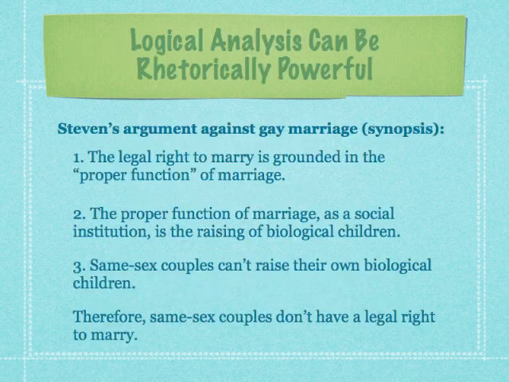My friend Steven tells me that gay couples shouldn't have a legal right to marry. Why? Because in his view, this legal right is grounded on what he calls the proper function of the institution of marriage. Which is what? Which is to provide the healthiest and most nurturing environment for the raising of children. And more specifically, the biological offspring of the parents, since the biological family unit is the core of our social system. So, because same-sex couples can't have biological offspring, their union can't fulfill the proper function of marriage, and therefore they shouldn't have a legal right to marry.